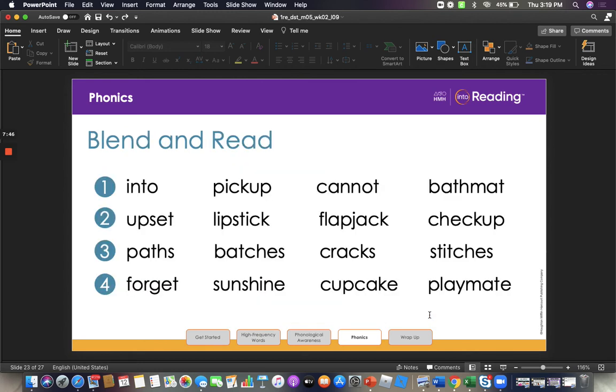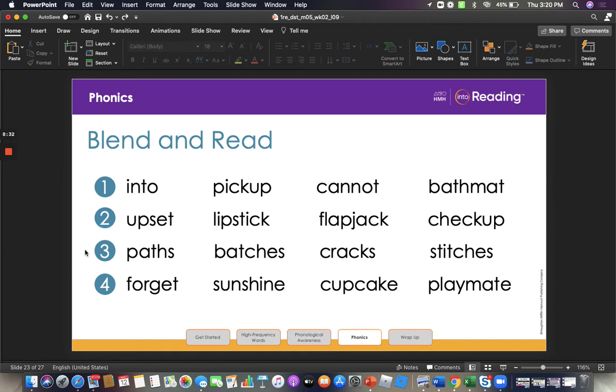Okay, so you have a blend and read, and we're going to read each line one at a time together, and then we'll talk about the words. So line one, these are compound words. Into, into. Pick up. Can, not, cannot. Bath, mat. Bath mat. Okay, they're all compound words. They all have short vowel sounds. Now, how are they different? Well, they don't all have the same short vowel sound, and they have different base words.